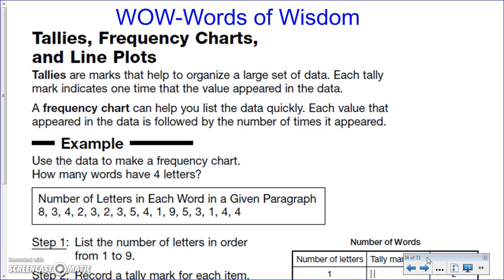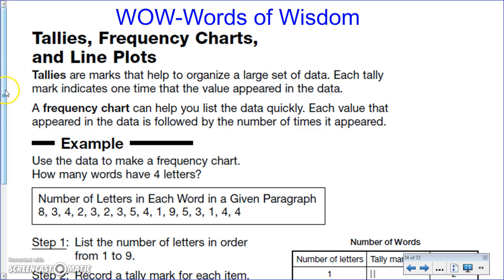Tallies, frequency charts, and line plots. Tallies are marks that help organize a large set of data. Each tally mark indicates one time that the value appeared in the data. A frequency chart can help you list the data quickly. Each value that appeared in the data is followed by the number of times it appeared.